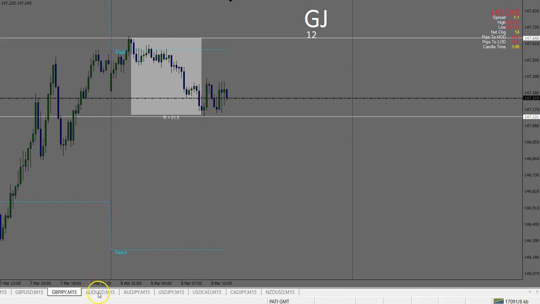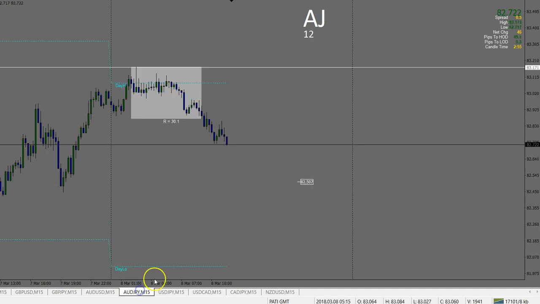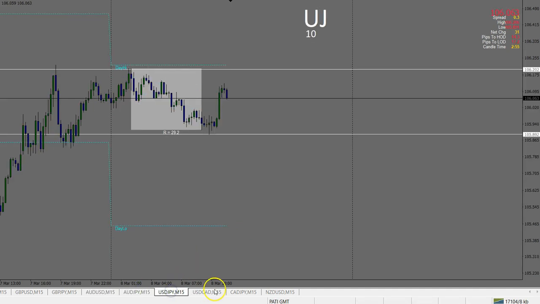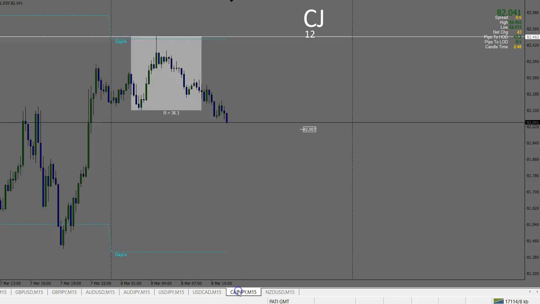GJ, not in that trade. AU, Australian dollar US dollar, I'm holding this, come down through that 0.0, it's holding there, so hopefully we'll see some more downside movement of that. No trade on the AJ, nothing on the UJ. US dollar Canadian dollar, I took this on a range break and now that's pushing up a little bit because of that US dollar strength.